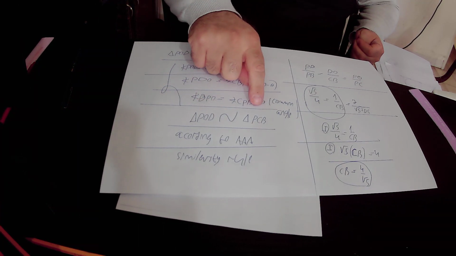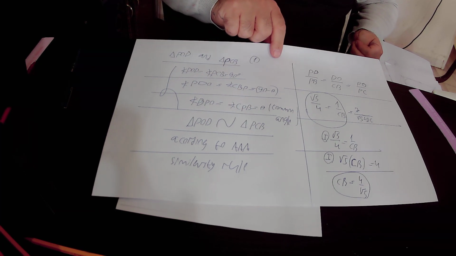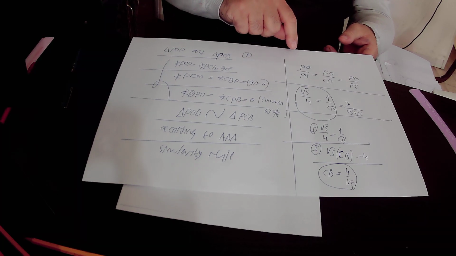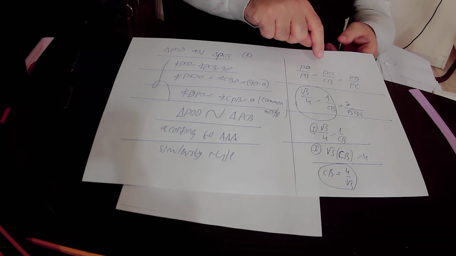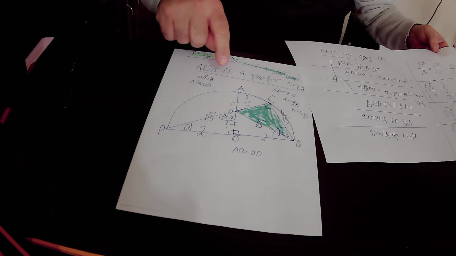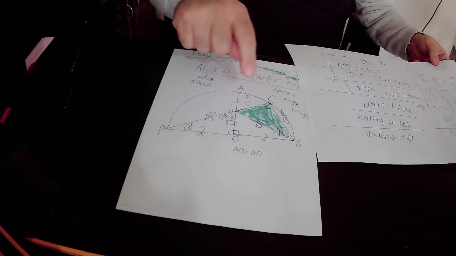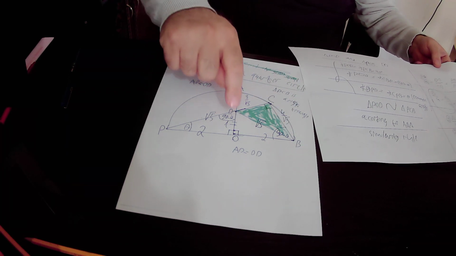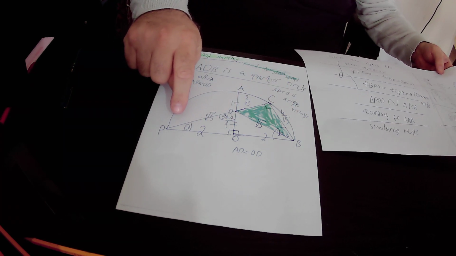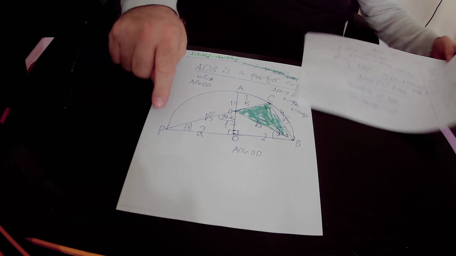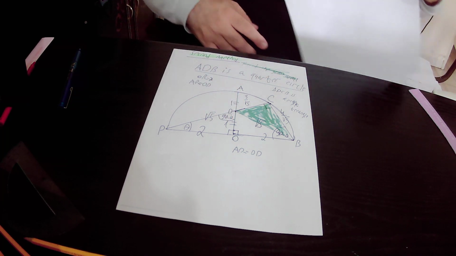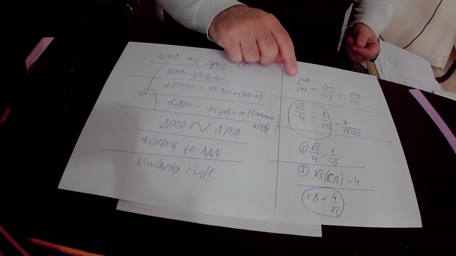Here triangle POD is similar to triangle PCB according to the angle similarity rule, and from the fact that they are similar to each other, we conclude that the following relationship exists between their sides: PD over PB equals DO over CB equals PO over PC. Okay, here PD over PB equals DO over CB, and it is equal to PO over PC.